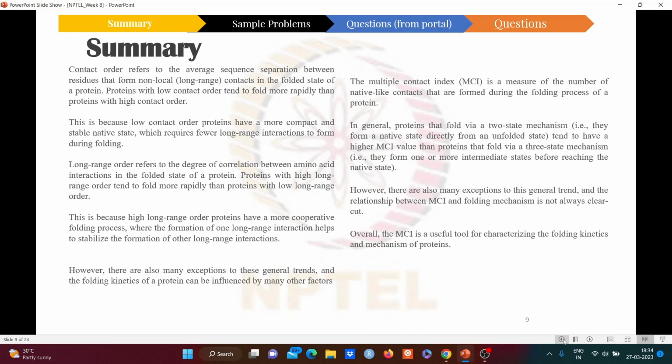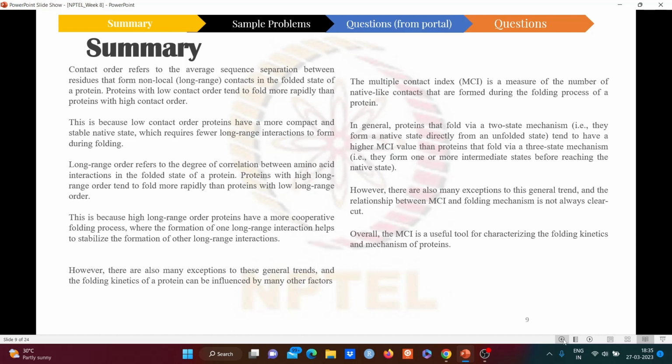Okay, moving to the other important one, the multiple contact index, which is a measure of the number of native-like contacts that are formed during the folding process of a protein. It is calculated by comparing the contacts formed in a given conformation with those formed in the native state of a protein. In general, proteins that fold via a two-state mechanism tend to have higher MCI values than proteins that fold via a three-state mechanism.